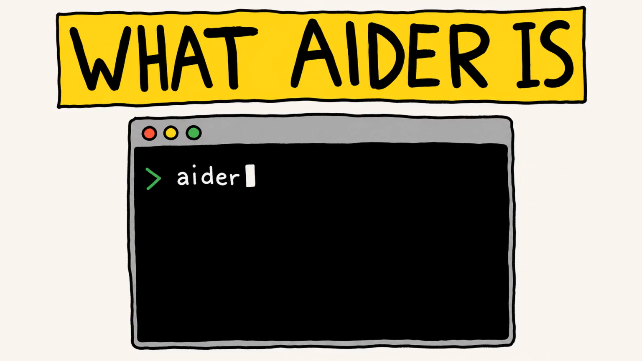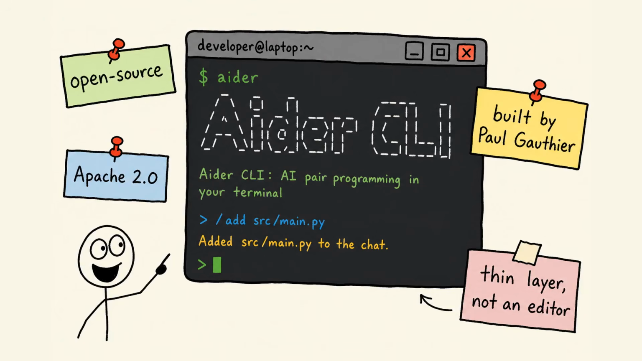Start with what the thing actually is. IDEs is an open-source, terminal-native AI pair programmer, built by one developer, Paul Gauthier, and released under the Apache 2.0 license. That last part matters more than it sounds. This isn't a startup product with a funding round behind it. It's one person's project that lives in your terminal.